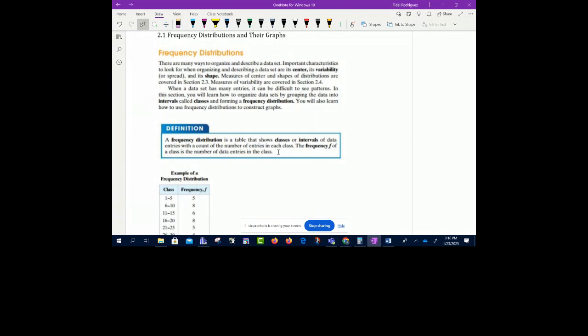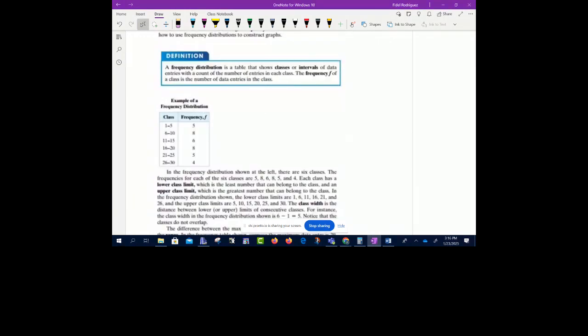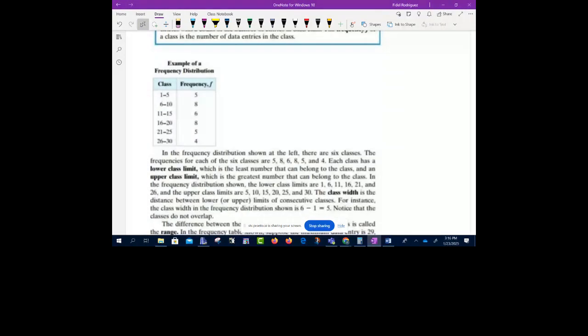When a data set has a bunch of entries, sometimes it's difficult to see patterns. So what we're going to do is organize data sets by grouping the data in intervals, which we call classes, and we're going to form something we call a frequency distribution. So let's figure out what a frequency distribution is. It's basically a table that shows classes or intervals of data entries with a count or number of entries in each class. The frequency is the number of data entries in that class. Here is an example of a frequency distribution.